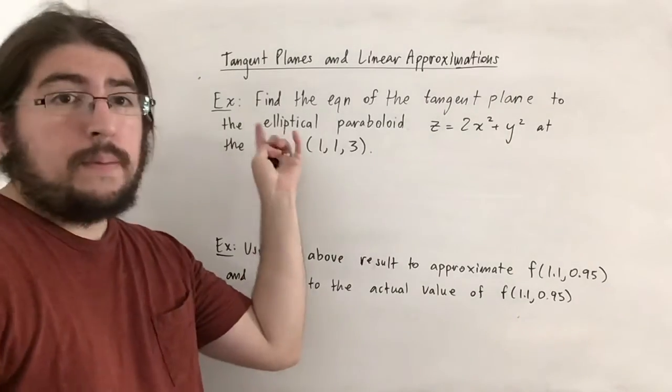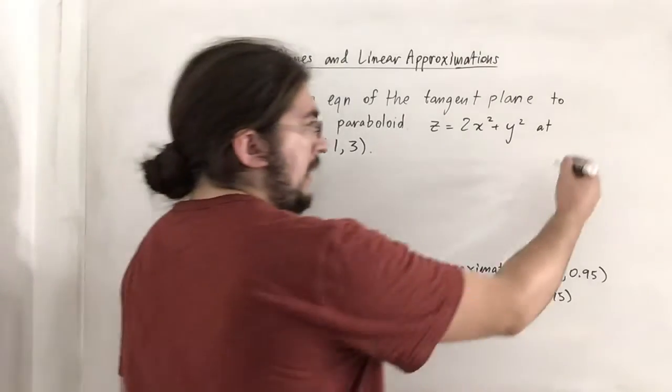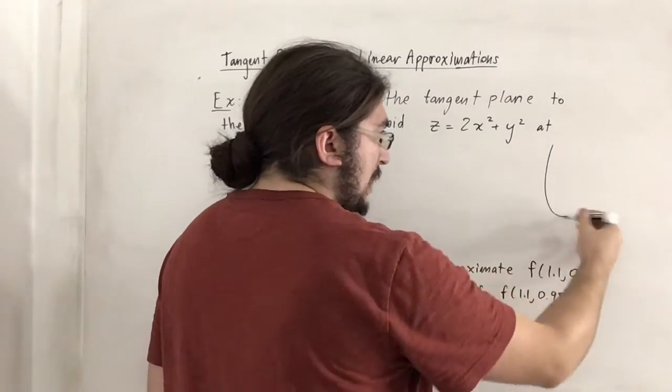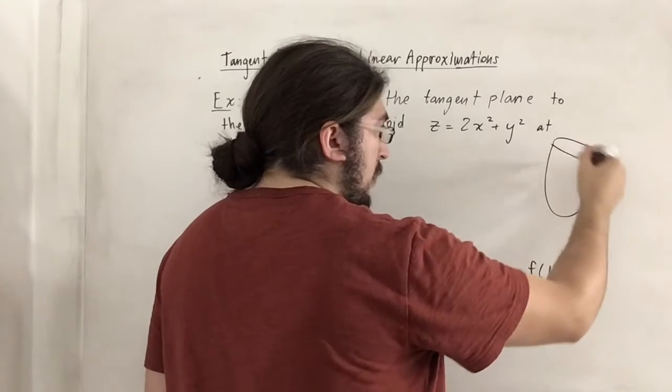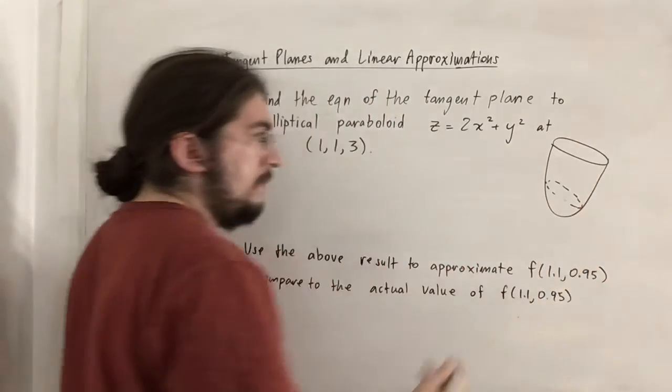Now, if you don't remember, we discussed elliptical paraboloids in the past. An elliptical paraboloid is exactly what it sounds like. It's this kind of 3-dimensional parabola where the cross-sectional image is an ellipse.